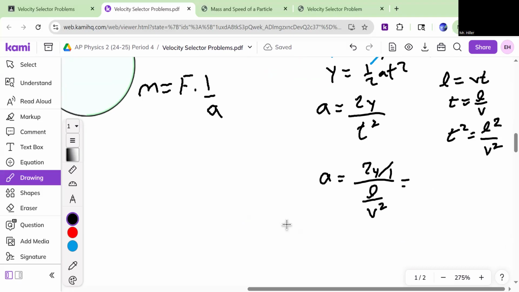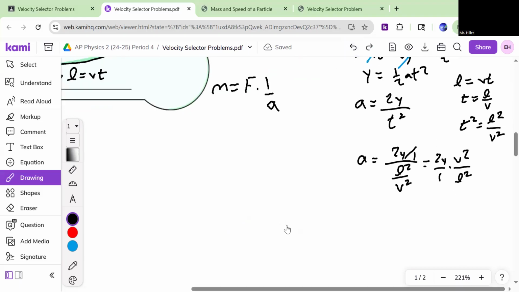Well, 2y over 1, that's basically 2y over 1 times the inverse of that. The inverse of L squared over v squared would be v squared over L squared. Okay, that's your acceleration right there. Your acceleration is 2y v squared over L squared. Well, we want the inverse of that acceleration.